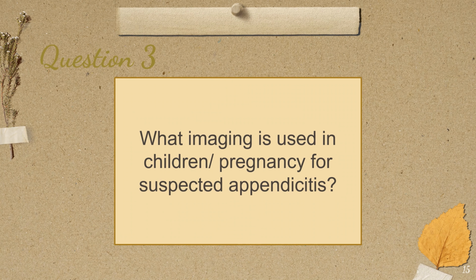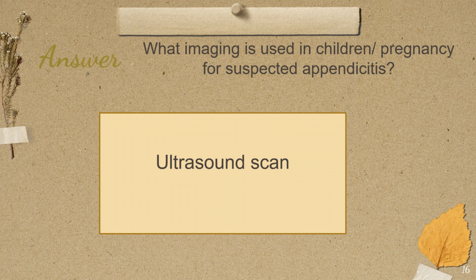What imaging is used in children and pregnancy for suspected appendicitis? All right, let's have a look. Ultrasound scan. So ultrasound scan is the safest mode of imaging for children and pregnancy. And that's because CT scans include contrast, which is not safe for the kidneys.